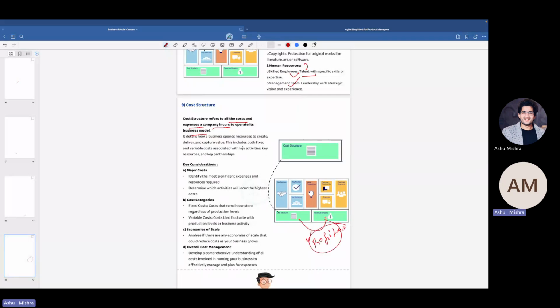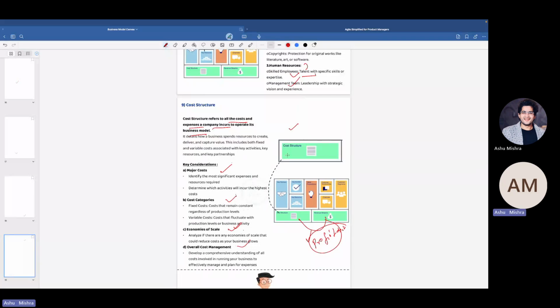Now if I discuss this cost structure in detail, there are four major considerations that go into it. One is the major cost, right? Your manufacturing cost, right? The technical cost or the technology team. Then there are fixed and variable costs. Then there are economies of scale, this cost which decreases while the units increase. Those are economies of scale. And then there is overall cost management, guys. So this is the ninth entity, guys.